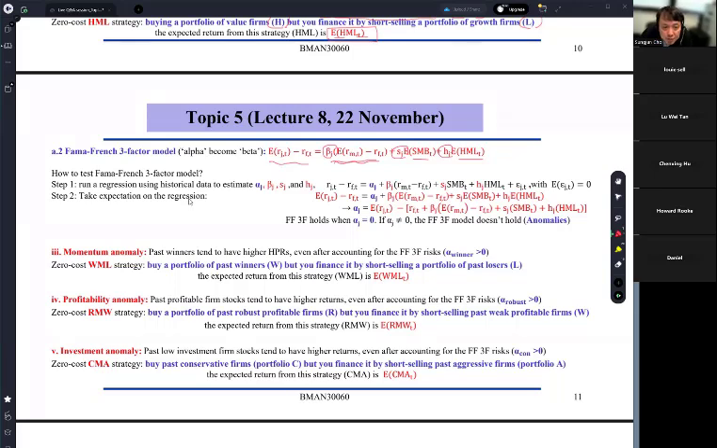And how do we test the Fama-French three-factor model? Same as before, we're going to run the regressions. So now in our regressions, we have two additional factors, SMB and HML. Previously, we didn't have these two factors, and we run these regressions.